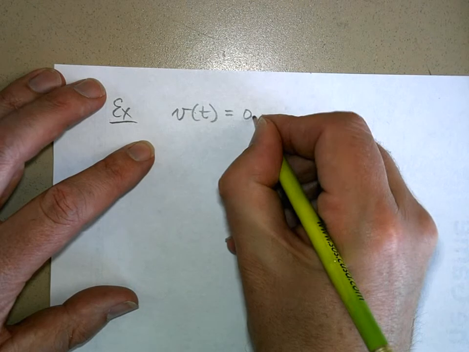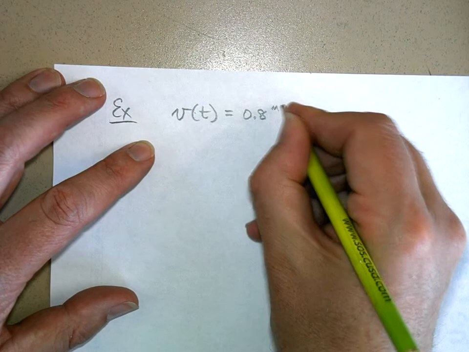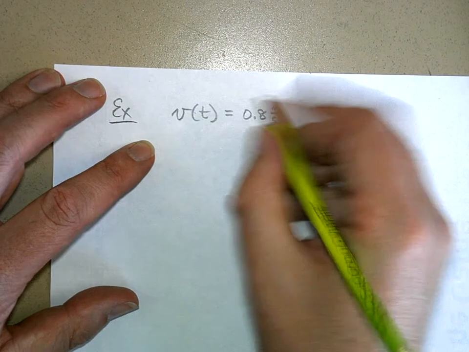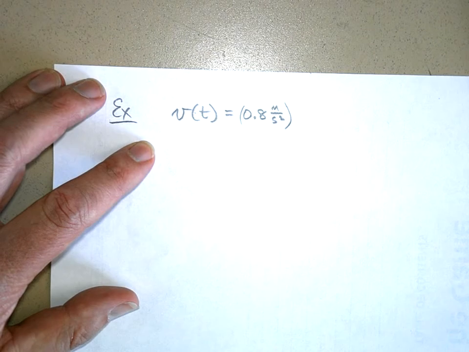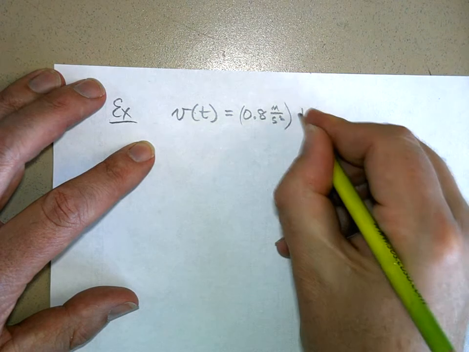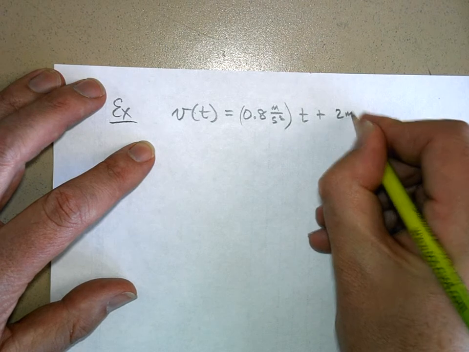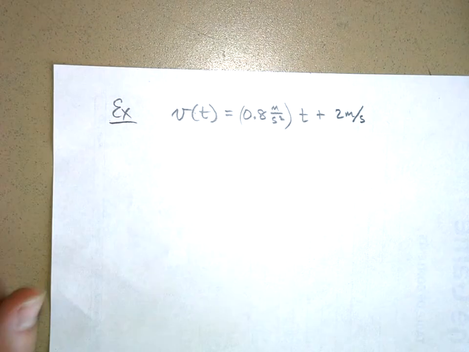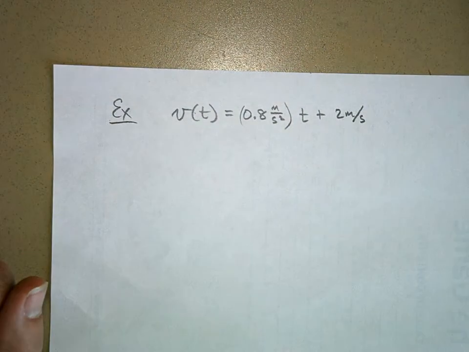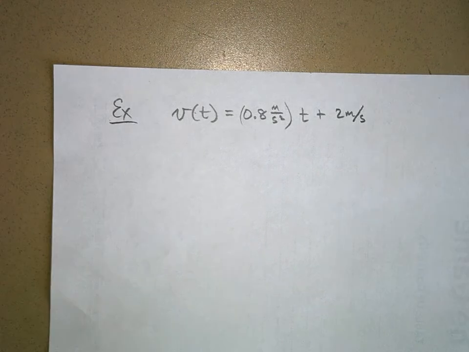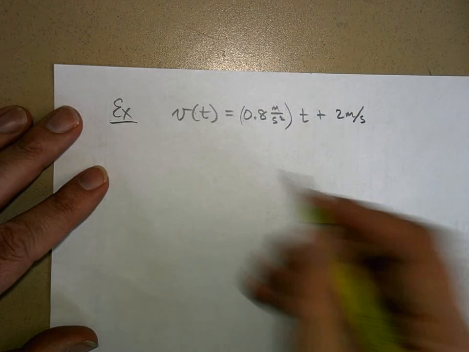0.8 meters per second squared. Yeah, it would be nice to have a nice round number, but who cares? Times time, plus my initial velocity was 2 meters per second. So this is my velocity as a function of time. And I want to know what is my displacement at t equals 5 seconds.